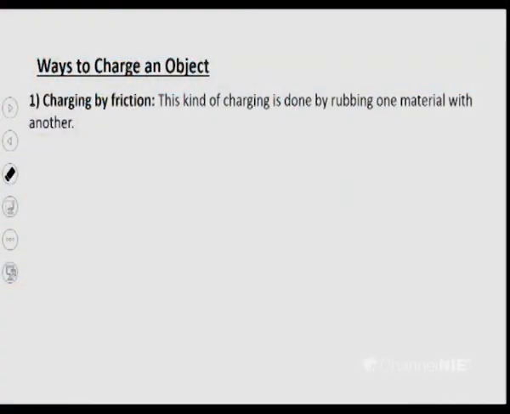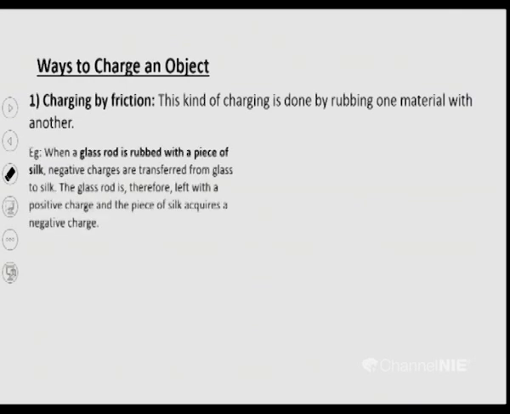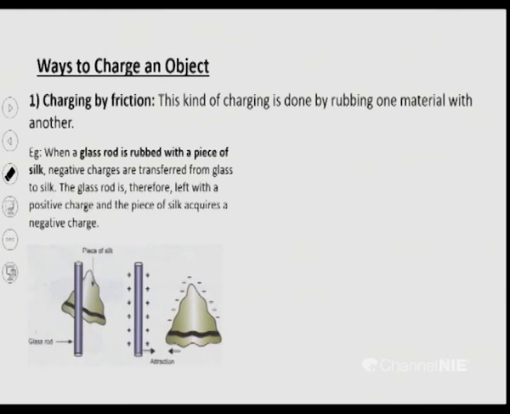One way is to charge by friction. When you talk of charging a body by friction, we take two materials of different types and rub them against each other. What you do is you are stimulating the bodies, the electrons, and you are transferring from one body to the other, you are transferring negative charges, which are movable electrons.